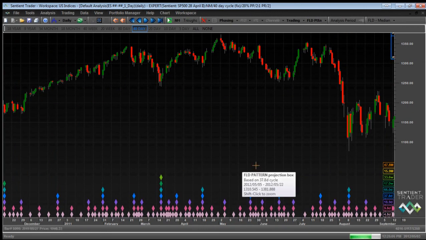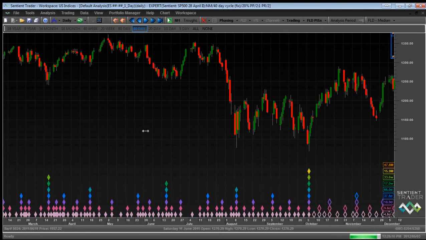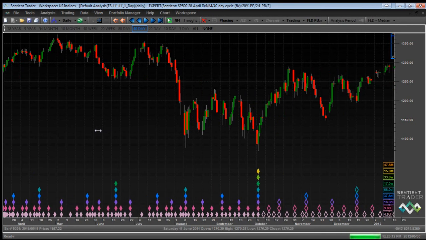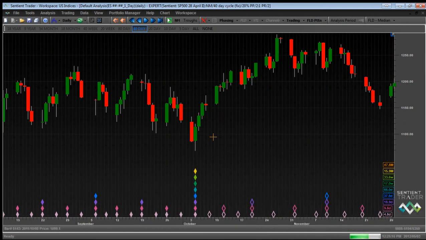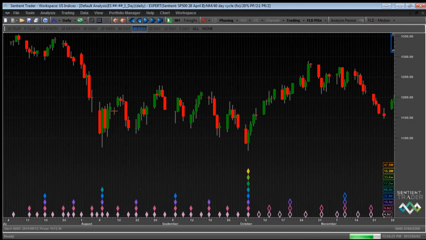Let's take a look at them. Let's go into the US indices workspace and go and look at the same time period. And let's turn off these FLDs, and let's find where October. So let's zoom in on roughly the same sort of time period. Now here you can see, let's go back a little bit.